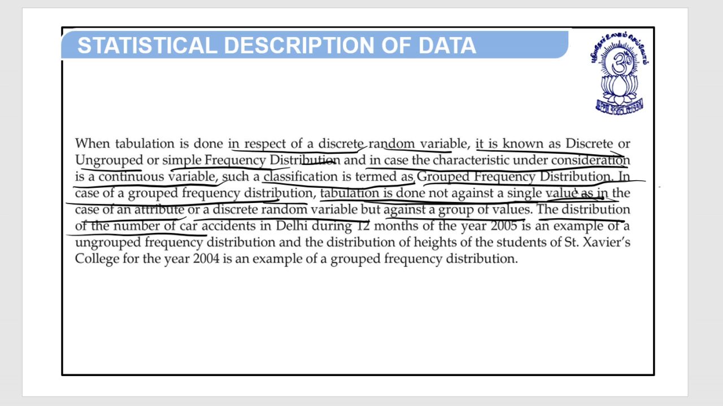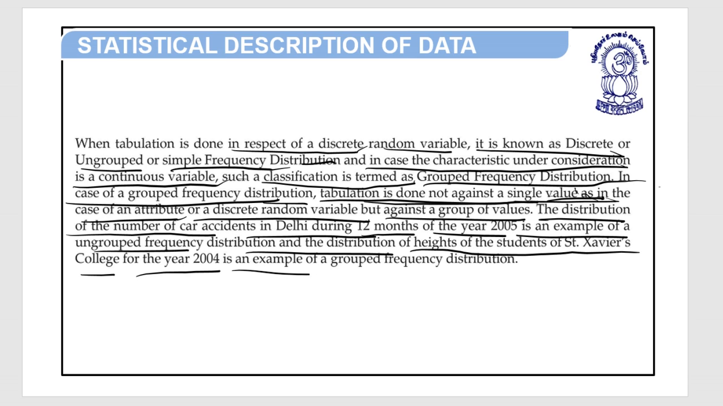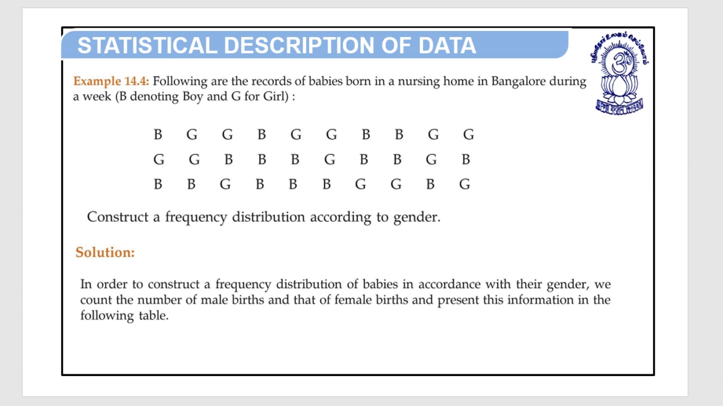The distribution of the number of car accidents in Delhi during 12 months of the year 2005 is an example of an ungrouped frequency distribution, and the distribution of heights of the students of St. Xavier's College for the year 2004 is an example of a grouped frequency distribution. Example 14.4. Following are the records of babies born in a nursing home in Bangalore during a week.